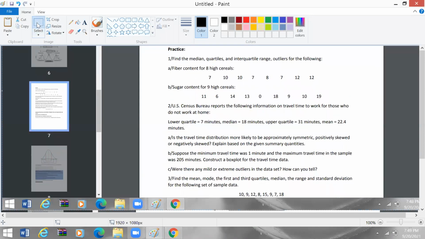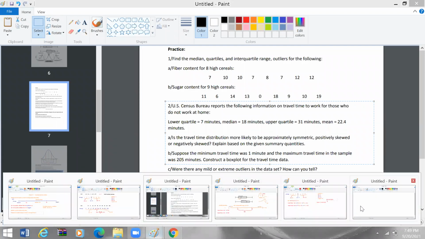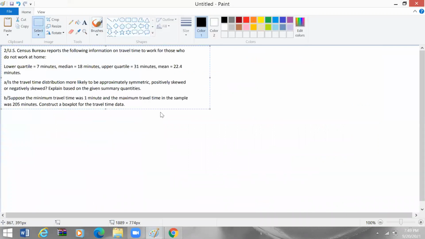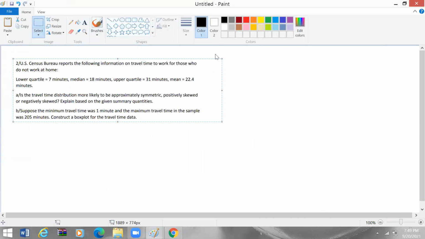Okay, so let's take a look at question number 2 right there. Let's see. It shouldn't be that hard. Let me just do it if we have enough space here. But no. All right.